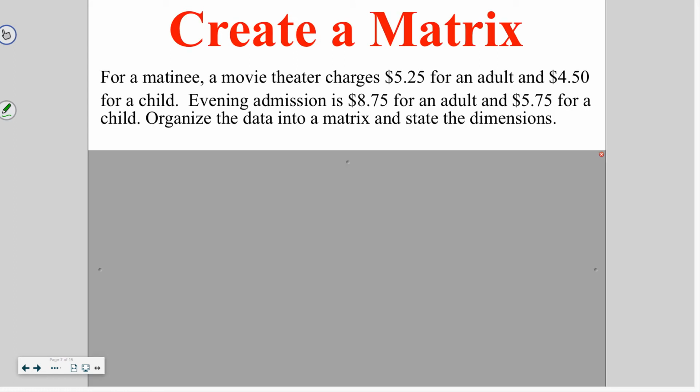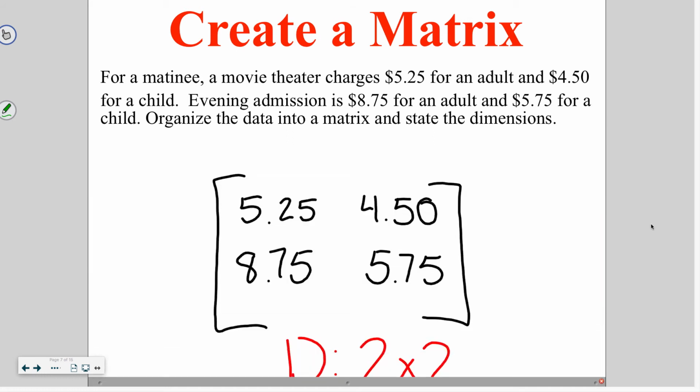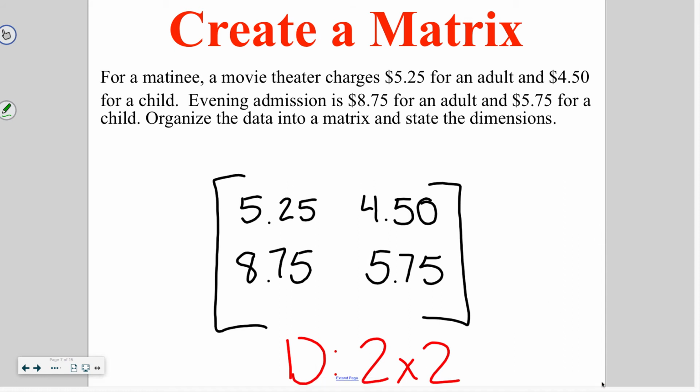Go ahead and try a matrix for this one on your own. When you are done, just type done into the answer box and check your answer. So we've got our matrix, and it ends up being a 2 by 2 matrix. If you have questions about how to organize these, please let me know when you get to class.